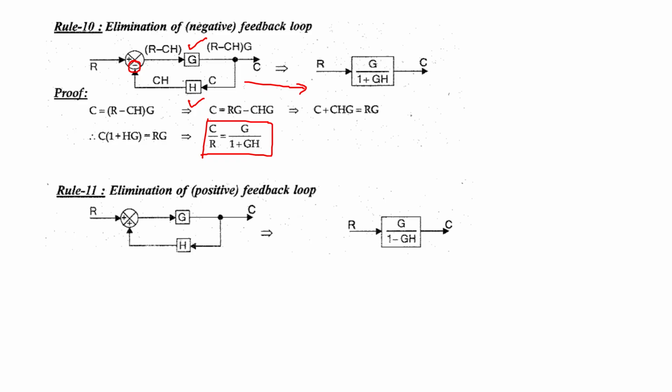Similarly, if the loop has a positive feedback, then a small change in the transfer function will be that instead of a plus sign here, it is replaced with a minus sign. That is, C by R can be written as the forward path transfer function G divided by 1 minus the forward path into the feedback path, GH. This minus sign is the only change between the positive feedback and the negative feedback rule discussed previously.